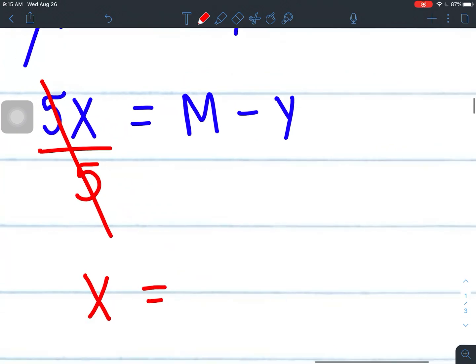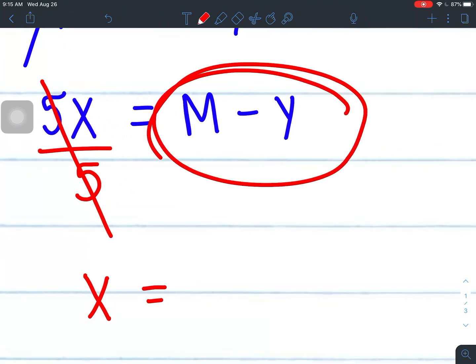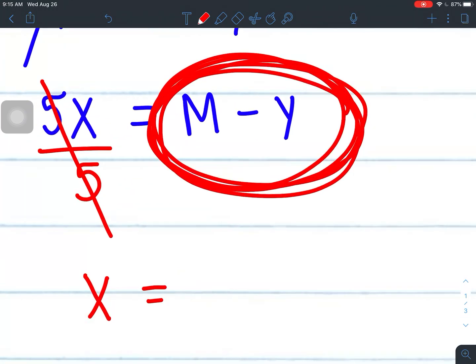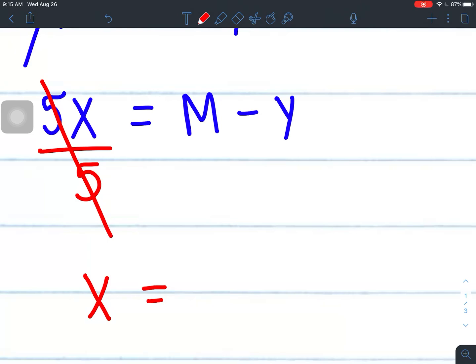And here is what I'm going to tell you. You have 2 separate things going on this side rather than just one. You have 2 terms. So anytime you have to divide and there's more than one term, you need to divide everything by that. So I need to divide the m by 5 as well as the y by 5. So I divided on one side, I got to divide everything else on the other side by 5 as well.